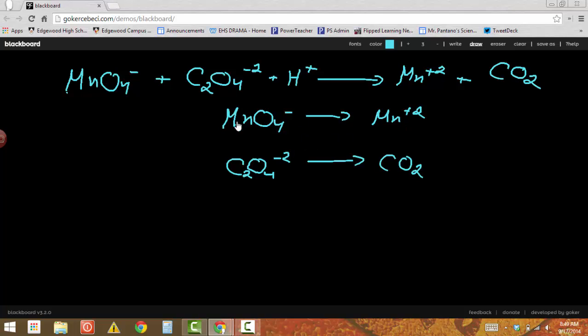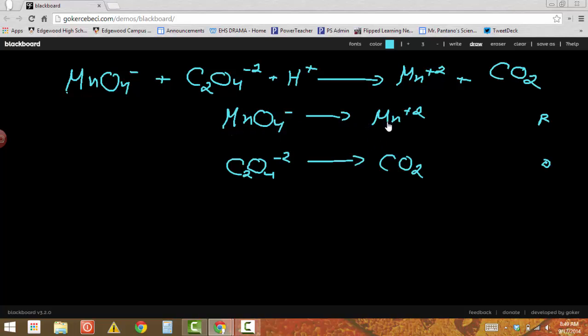This one here, manganese is going from a plus 7 to a plus 2, so that's being reduced. So this is my reduction. In C2O4, carbon is going, so we've got 4 times minus 2, that's minus 8, so plus 6 plus 3 up to plus 4. So that's oxidation. So those are my two reactions. The half reaction method, simple.